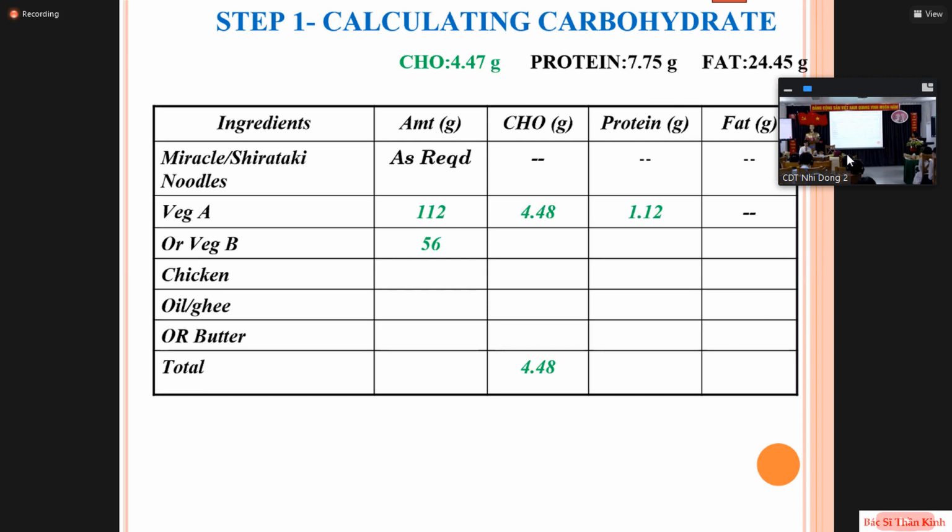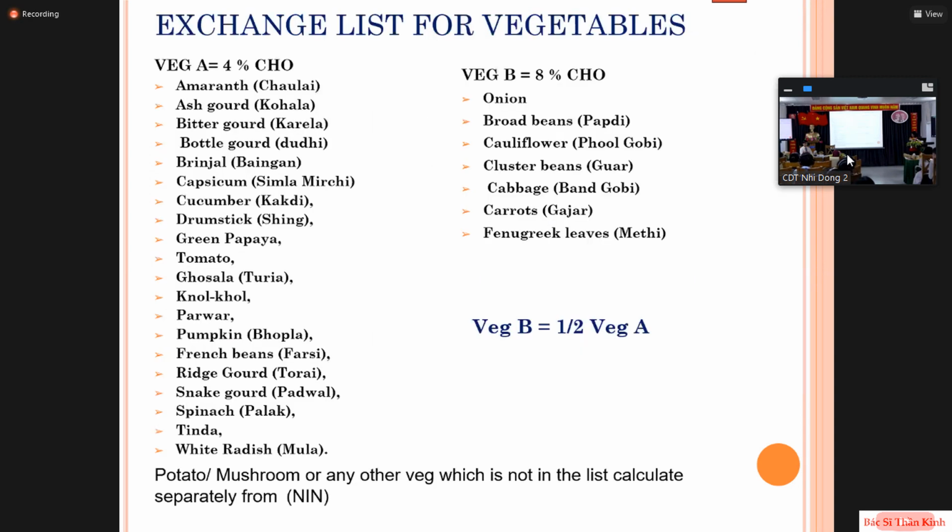So mainly you do again the cross multiplication. If 100 grams of vegetable A gives you 4 grams of carbohydrates, how much will give you 4.47? So the cross multiplication, you get the value 112. When you do that, again, we know that vegetables also have protein. So 100 grams gives you about 1 gram of protein, so 112 will give you 1.12. It doesn't have any fats. We haven't mentioned anything here. For B, all you have to do is just divide the 112 by 2. So you get 56. So this carb calculation has been completed.